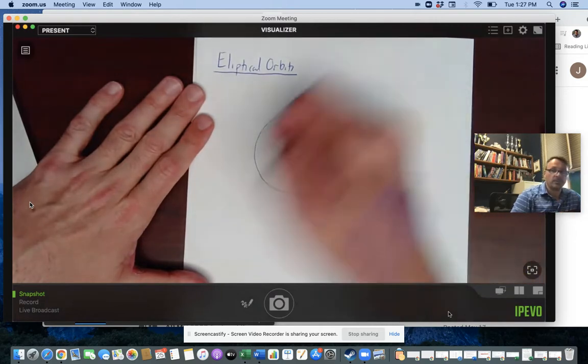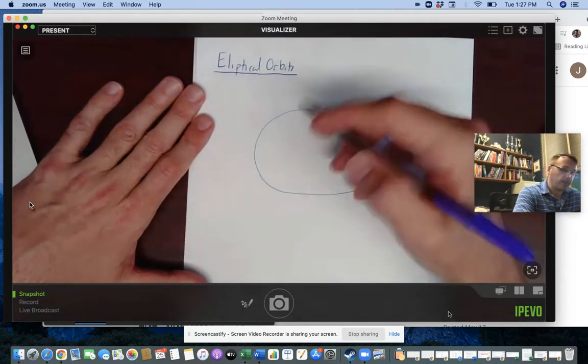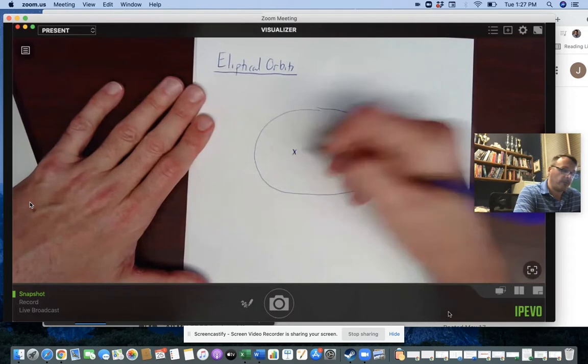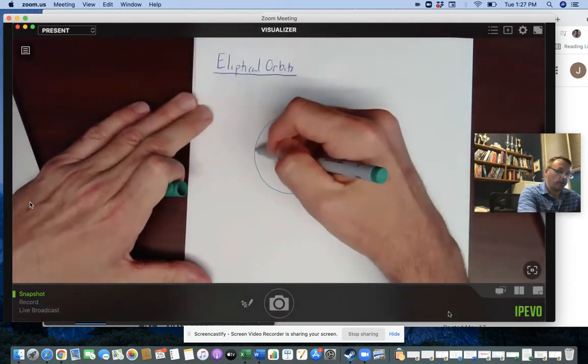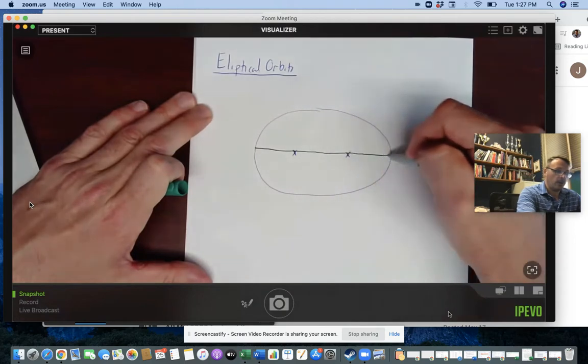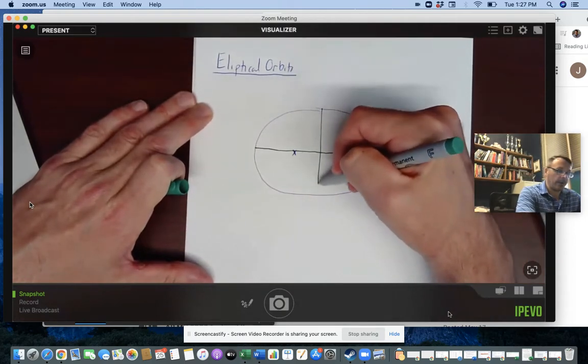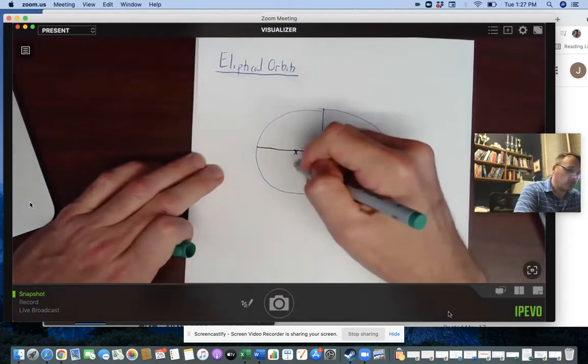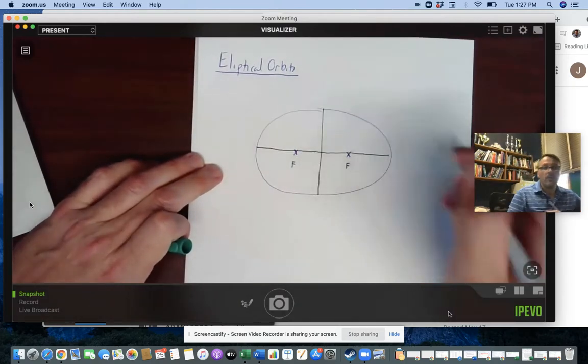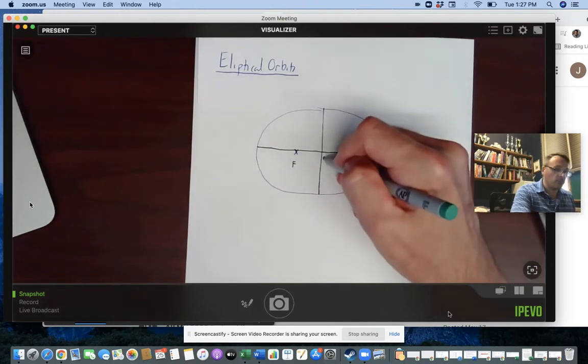So what's the difference with an ellipse? An ellipse has two what are called focal points, or foci, rather than one center. We should know something about our ellipse from our math classes. If this is focus 1 and this is focus 2, or F and F, this is the center point, C.